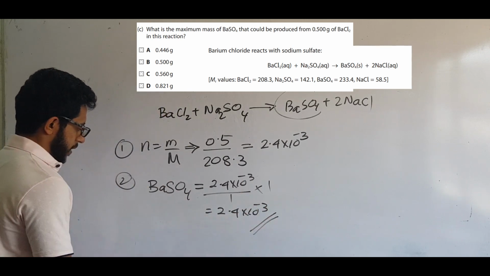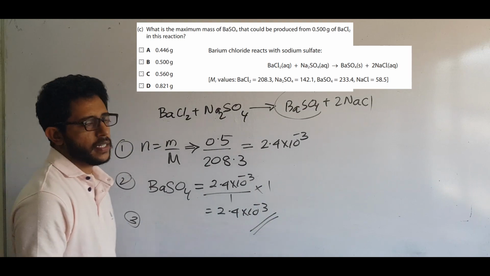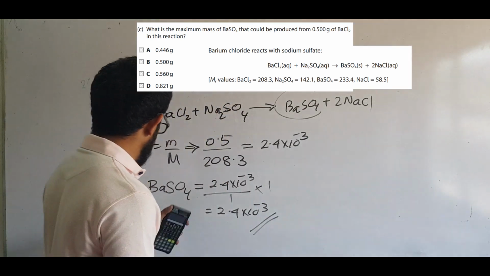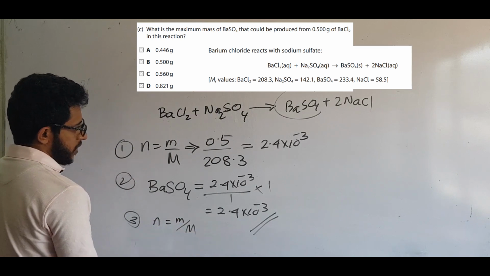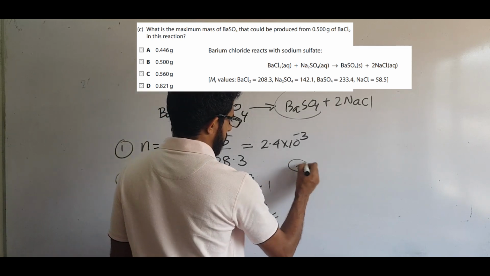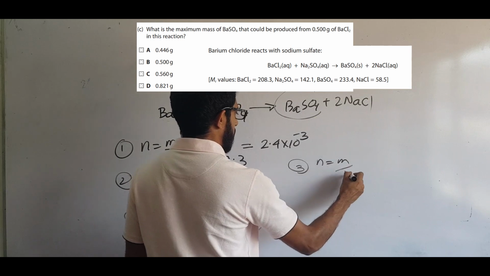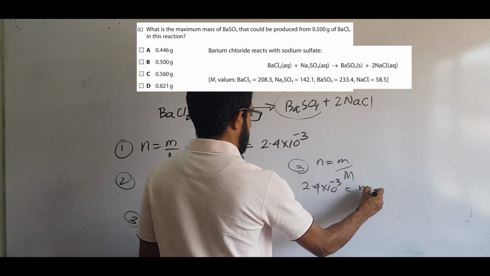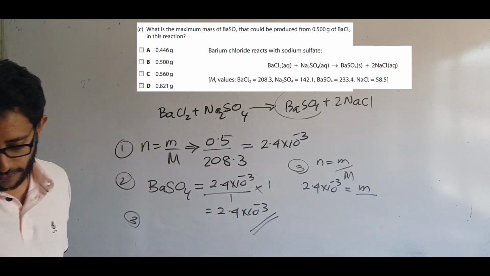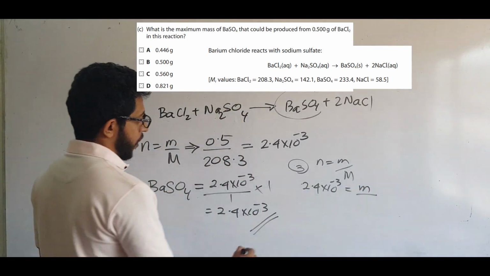That's also done. Then the third step, convert into the required quantity. You know the amount. So n equals small m over capital M. So how to do this? I'll write it over here. The third step, n equals small m over capital M. So n is 2.4 × 10^-3. Small m, they are asking. Barium sulfate, they are giving it as 233.4.